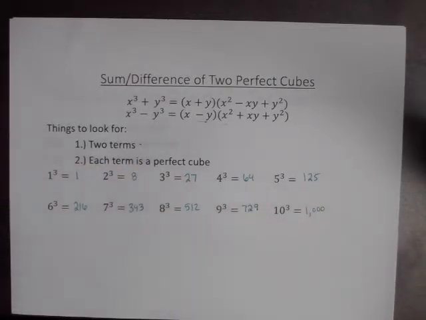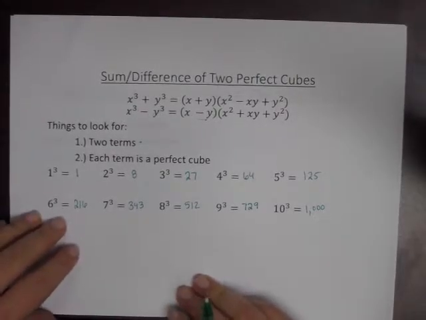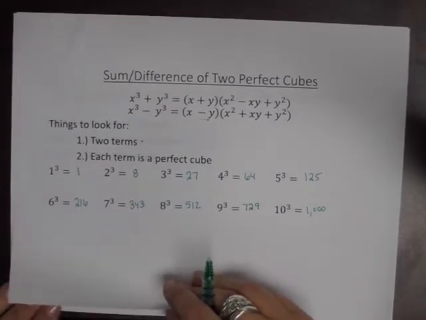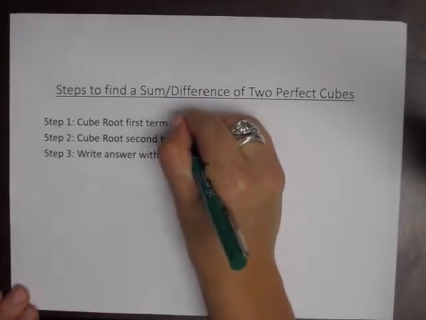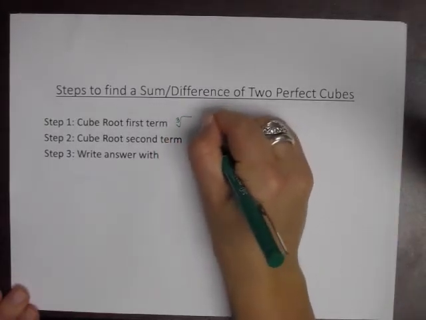Highly, highly suggest putting these at the top of your homework, and when you take your test, put them on top of your test so that you don't have to really think about it too much. Okay? So steps to find the sum or the difference of two perfect cubes. What you do is you take the cube root of the first term.